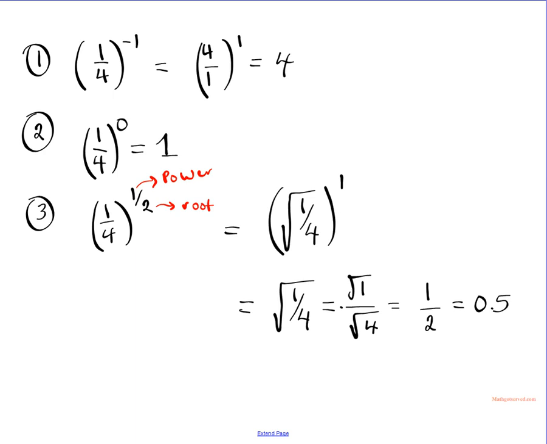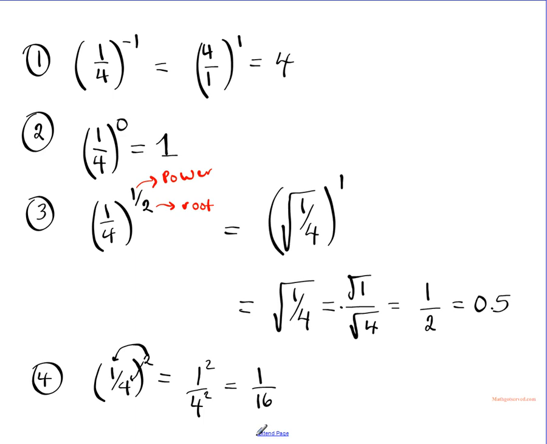Now, last option, option 4, we have 1 over 4 raised to the second power. We're just going to distribute this power to the numerator, to the 1, and then distribute it to the 4 on the bottom. So it's going to be 1 squared over 4 squared. So it's going to simply be 1 over 16.